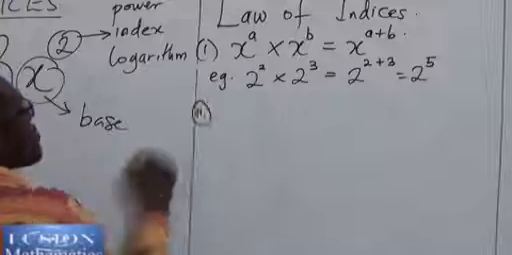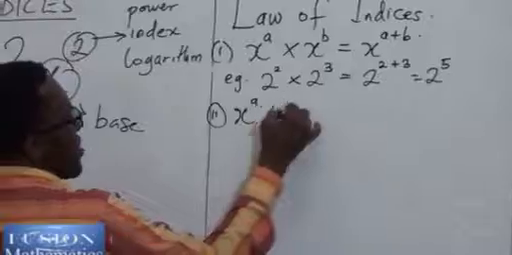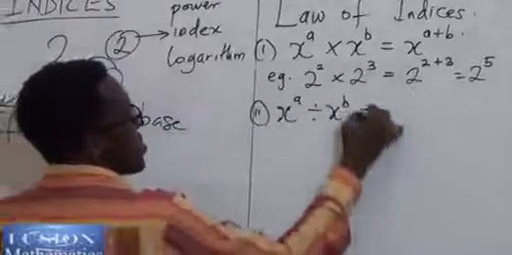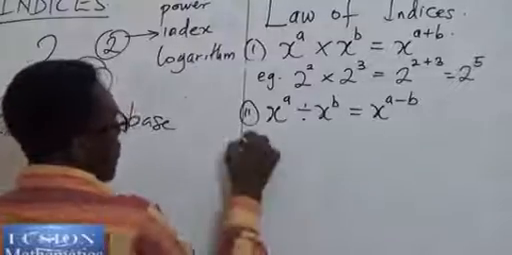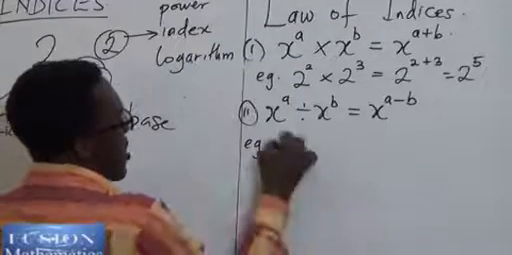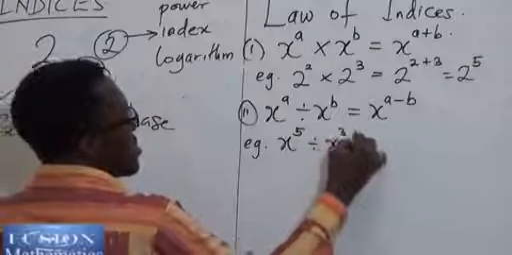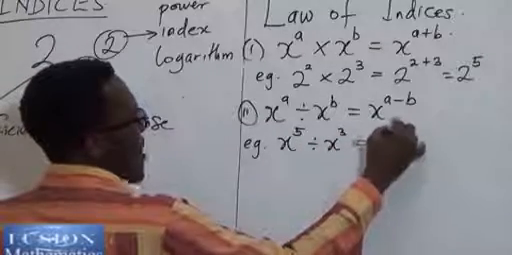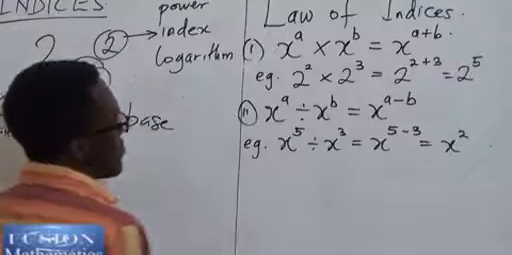Second law. We have x raised to the power a divided by x raised to the power b. This will give us x raised to the power a minus b. For instance, if we have x raised to the power 5 divided by x raised to the power 3, this will give us x raised to the power 5 minus 3, which is x raised to the power 2.